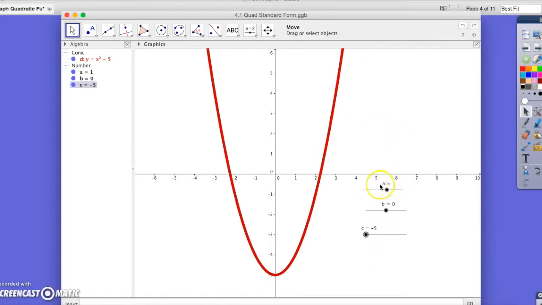Now we talked about what happens with a. And what's interesting about a, if you remember, is that it's the same thing with absolute value graphs: wider or narrower, opens up or down. Absolute value graphs are the V graphs, right? c is the y-intercept, but we didn't talk anything about b yet. So b is a little more complicated than that. Let's take a look at what happens with b.